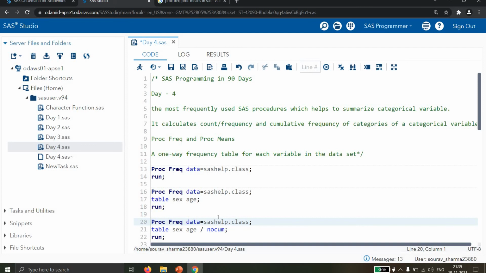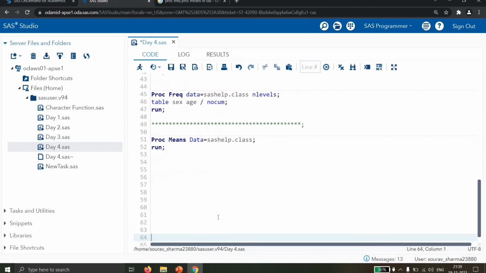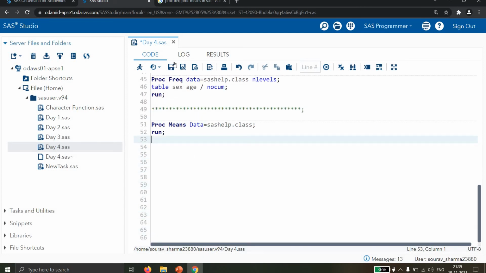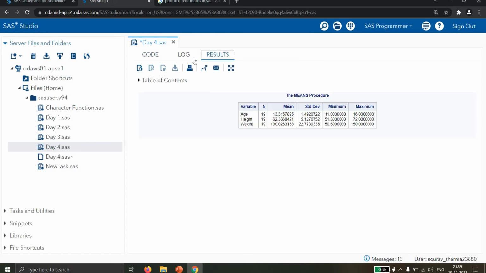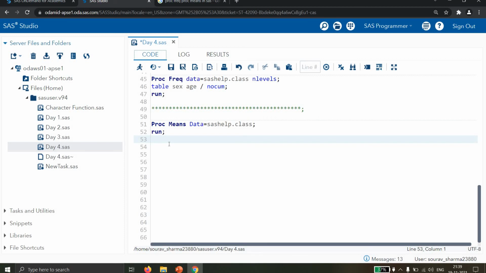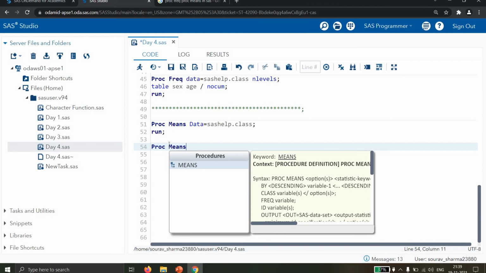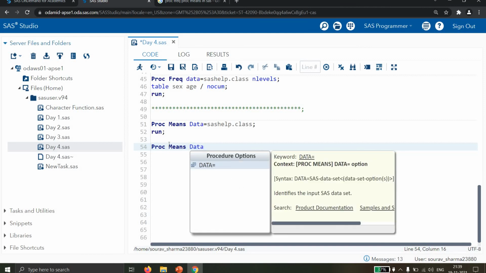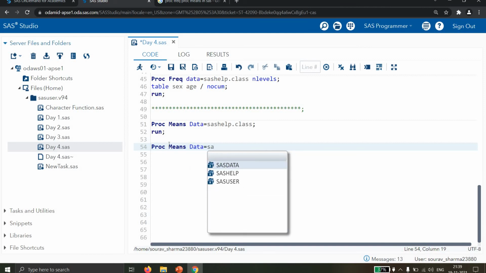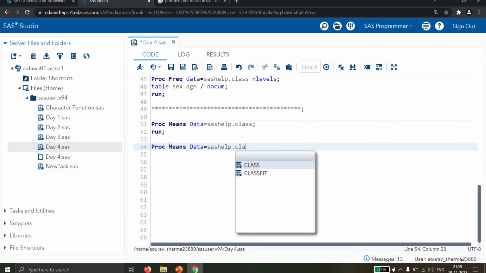So proc means gives us only a few results: the number of observations, mean, standard deviation, minimum, and maximum. Now you're saying I'm not looking for these, I'm looking for specific ones. I'm looking for the mean, the median, the sum. Can proc means also help us with all of this?